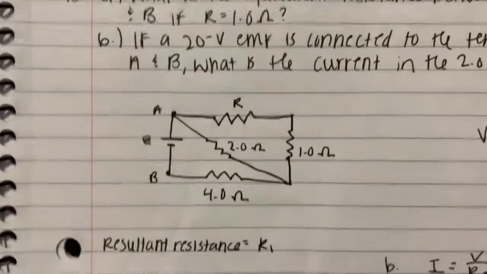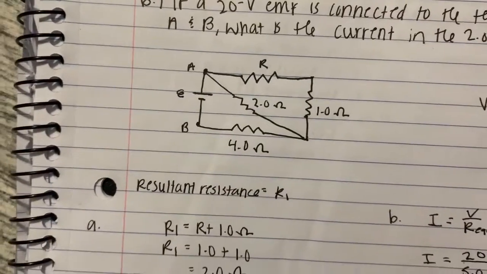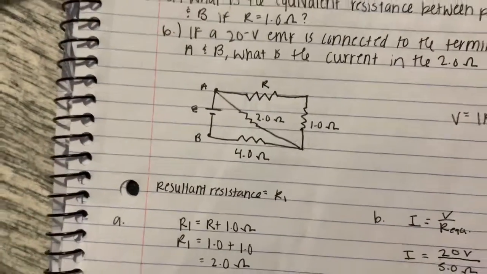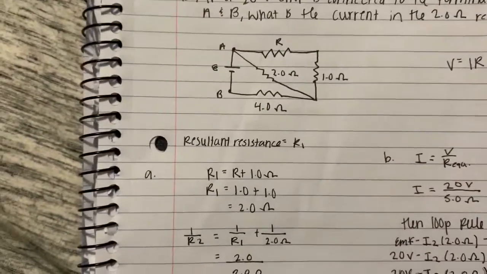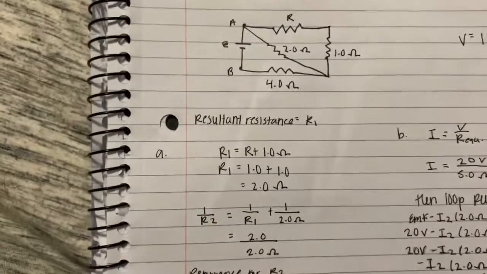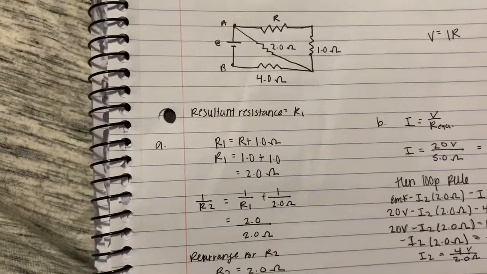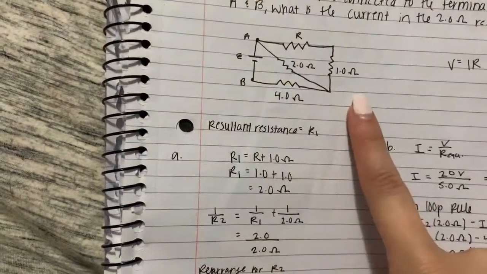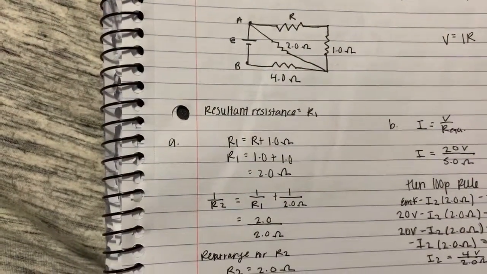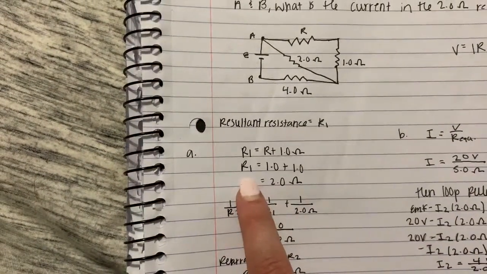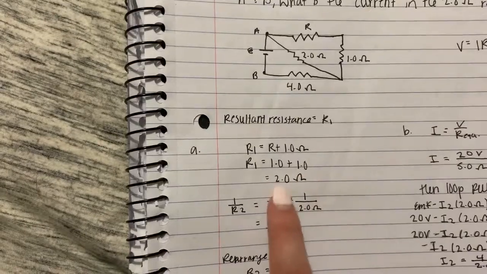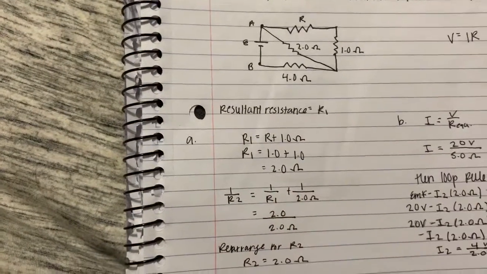First things first, we drew our little picture from the book. Okay. And then we found the resultant resistance, which is R1. So R1 is equal to R plus 1.0 ohms, which is right here. And then we do R1 equals 1.0 plus 1.0 equals 2.0 ohms.